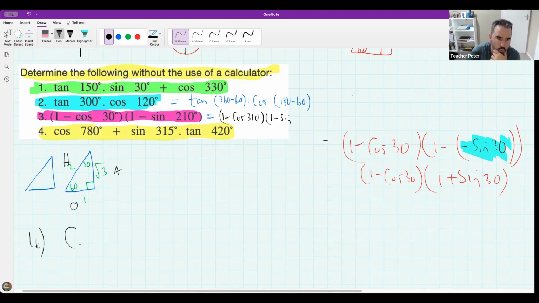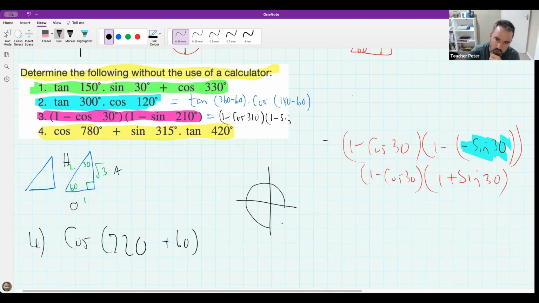For number 4, what I would do is I would just say 360 plus 360 plus 60. So what some teachers like to do is they actually say this is 720 plus 60. Because if you think about how this works, you go 360, another 360 to get 720, and how much more do you need to get to 780? Well, you need to go another 60.